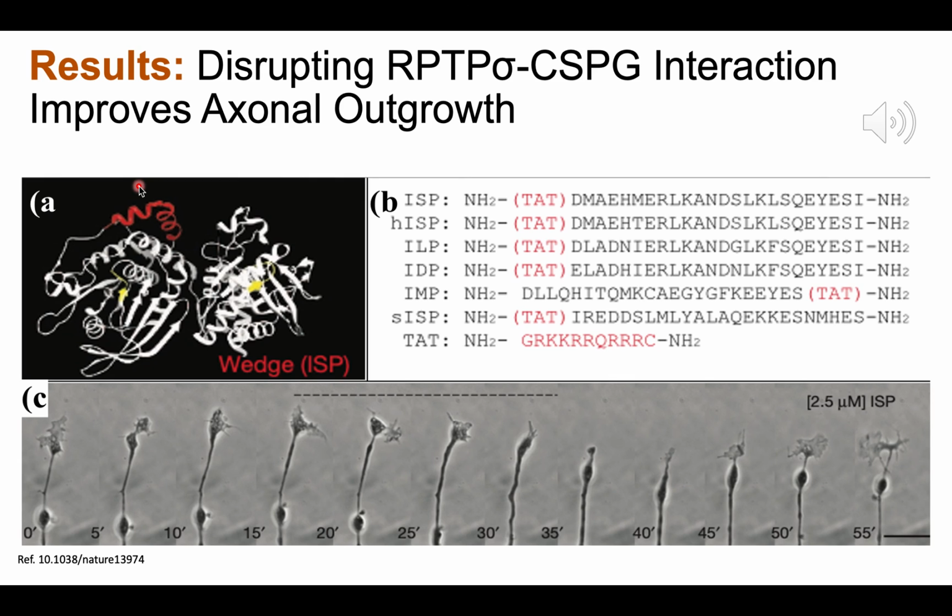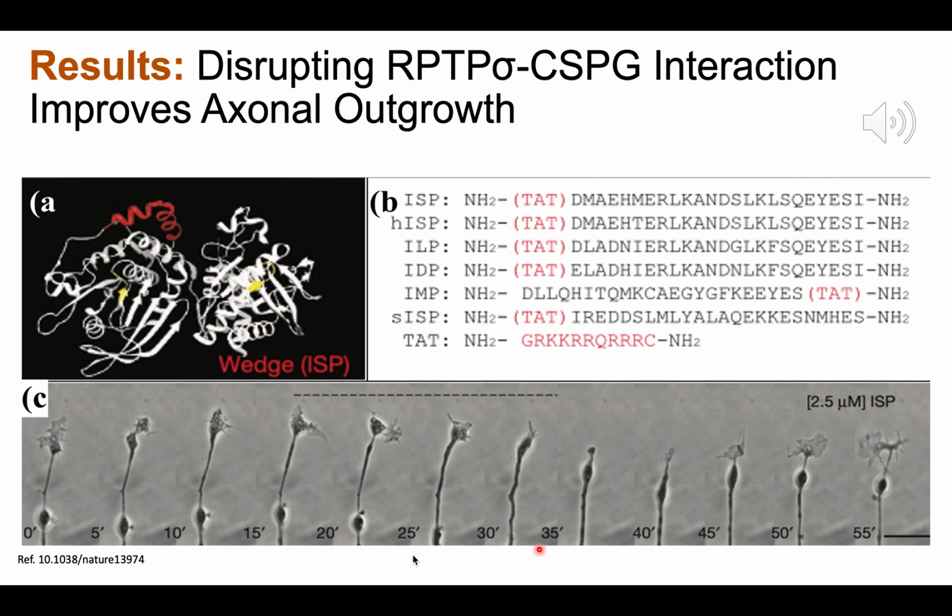And identifying this wedge domain was important because wedge domains are known to regulate those downstream signaling pathways, which was why researchers designed an intracellular sigma peptide, which is shown in figure B. And in figure B, we can see that the intracellular sigma peptide designed is a novel peptide mimetic of the PTP sigma wedge with a TAT domain to facilitate membrane penetration. Figure C at the very bottom is a time-lapse imaging of an adult sensory neuron growth cone after treatment with the sigma peptide. And the timestamps next to each sensory neuron indicate time in minutes.